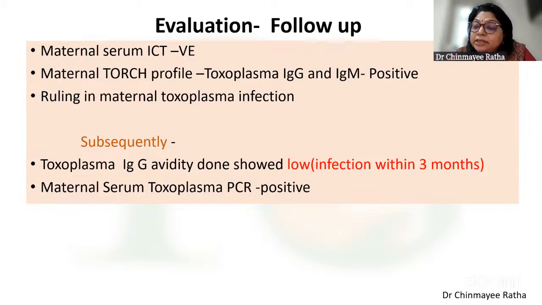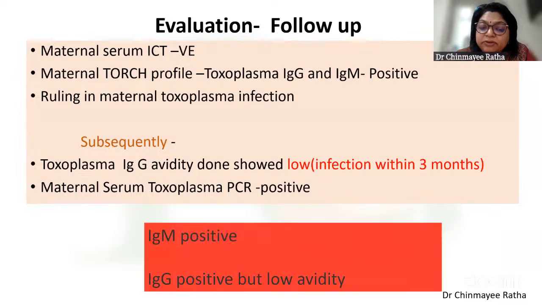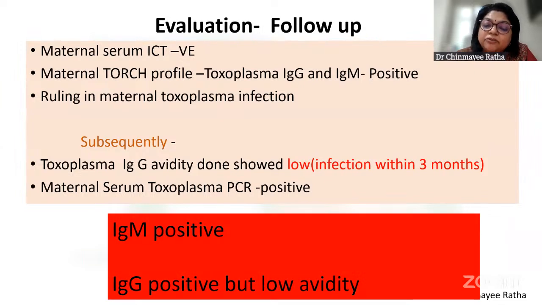Now that was ruling in toxoplasma infection, but considering that she was 33 weeks, we did the avidity, and the avidity said low avidity, which meant the infection had happened within 3 months. A maternal toxoplasma PCR was done, which is not always essential, but that also said that the woman herself was carrying toxoplasma nucleic acid, and therefore she had an element of infection. So now we have IgM positive, IgG positive with low avidity. That means there is a recent infection.